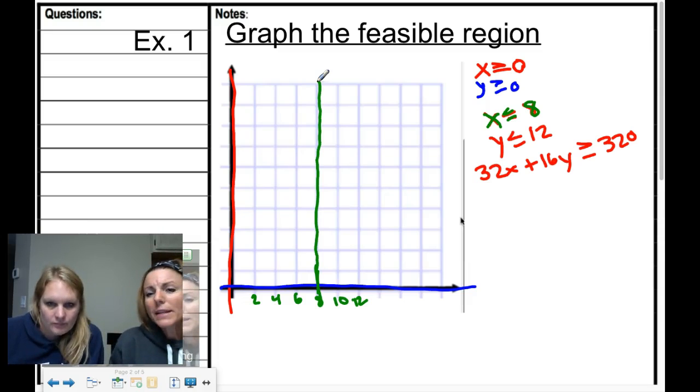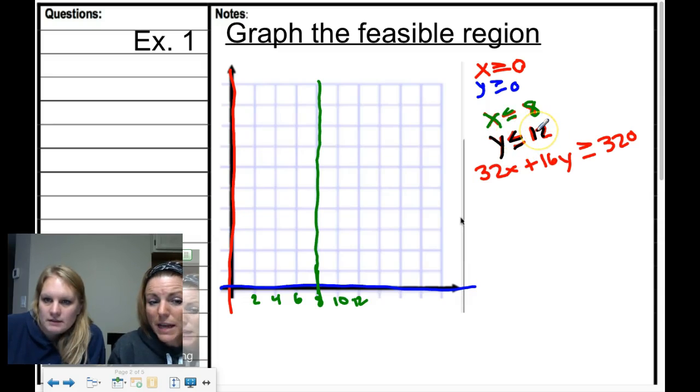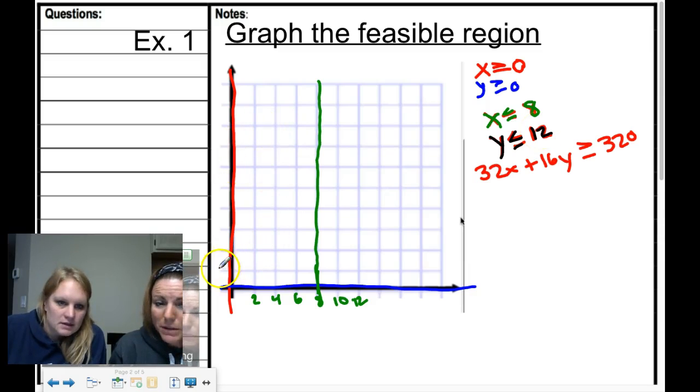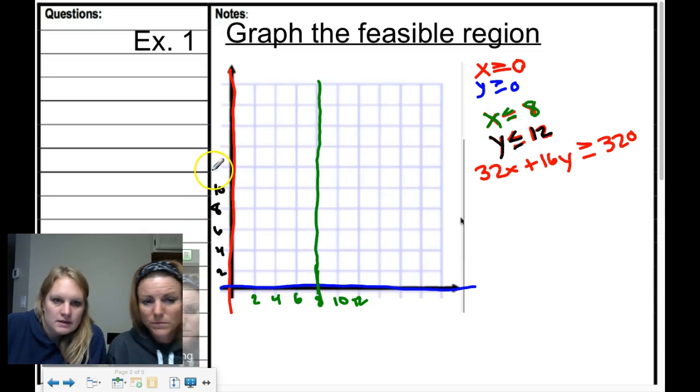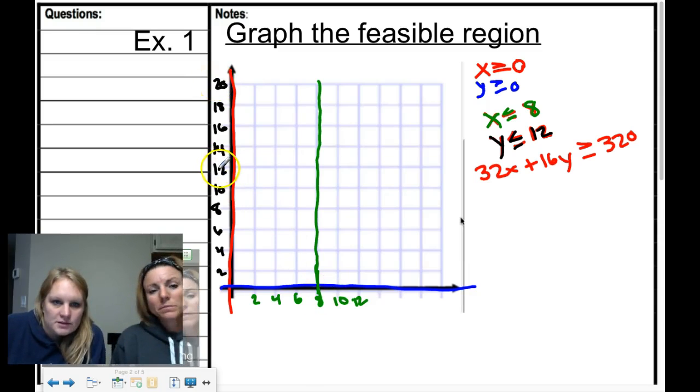Now y less than or equal to 12, that's going to be a horizontal line. Do we have another color? We'll go with black. Y less than or equal to 12, and that's going to be a horizontal line going across the y-axis. So let's count out by 2s again: 2, 4, 6, 8, 10, 12, 14. We're going to need to go to 20. So across at 12, right here. Perfect.